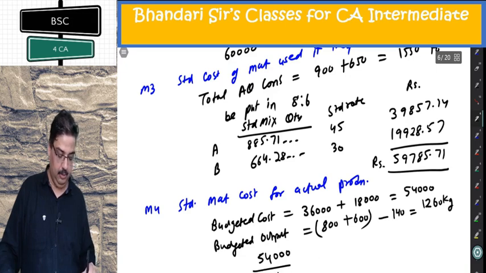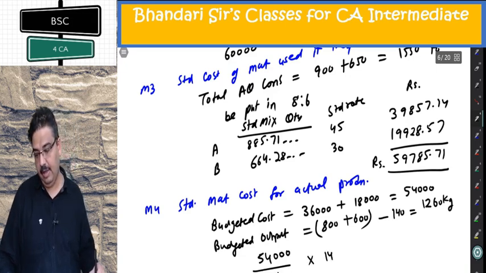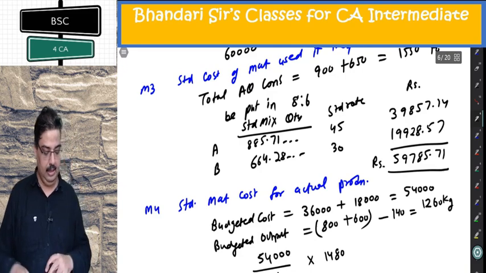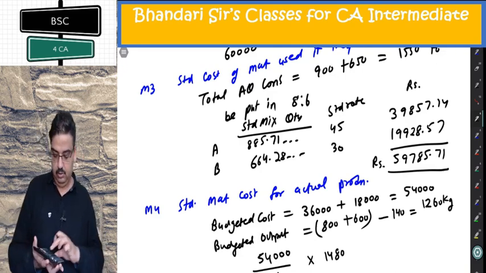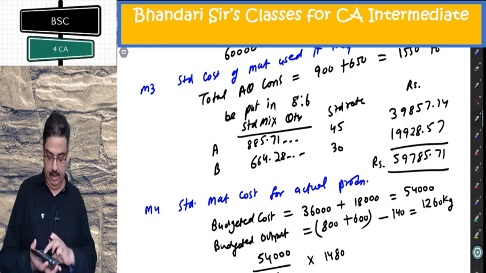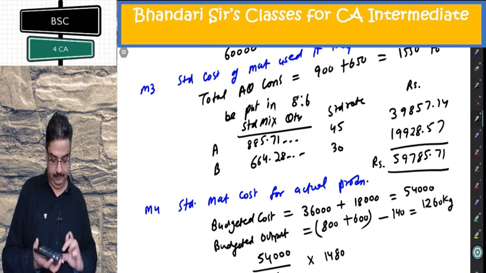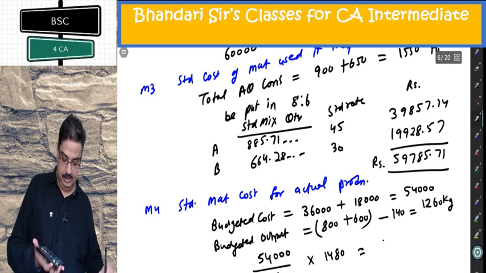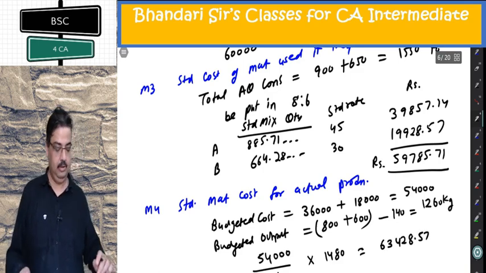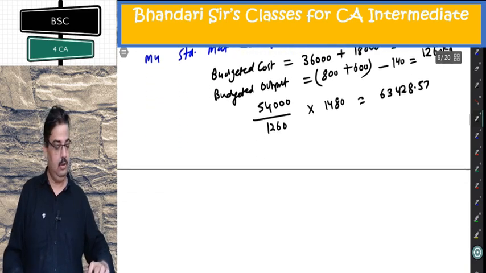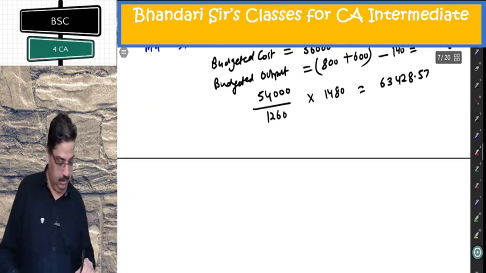54,000 divided by 1260 multiplied by actual output 1480 kg. So 54,000 divided by 1260 multiplied by 1480. I am getting 63428.57. This is the M4. Let's make a detailed table.